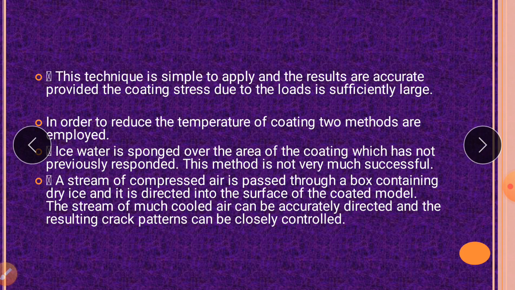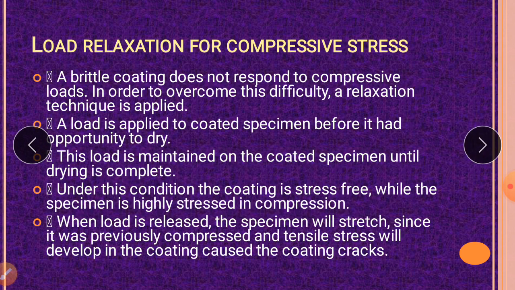On the surface of the coating we apply some ice water, but actually it is not very successful because it will not give proper cooling. As a stream of compressed air is passed through a box container of dry ice and directed onto the surface of the coating model, the stream of much cooled air can be accurately directed and the resulting crack patterns can be closely controlled. Okay, so these two methods are going to be used.